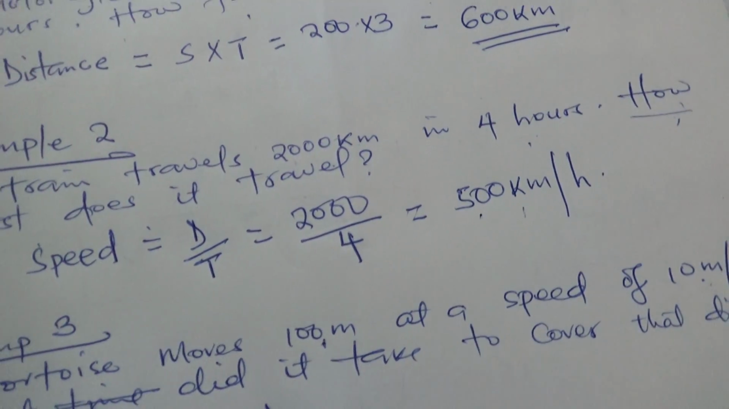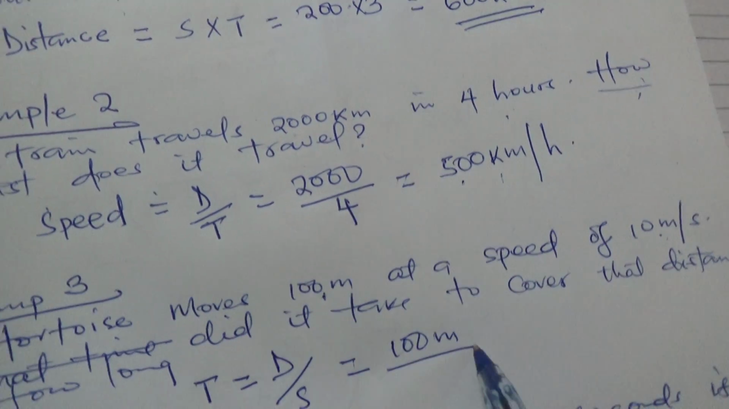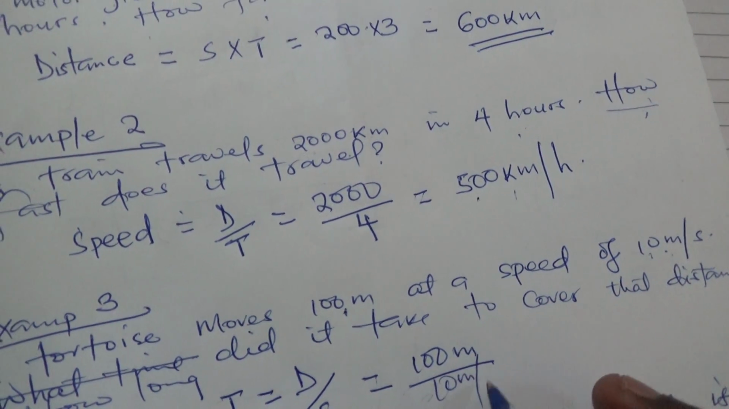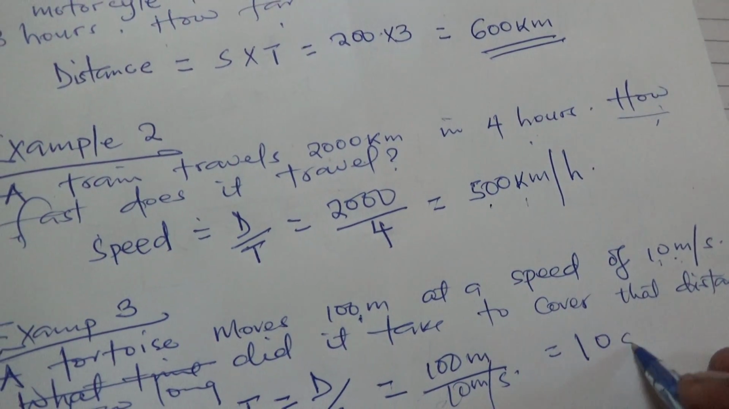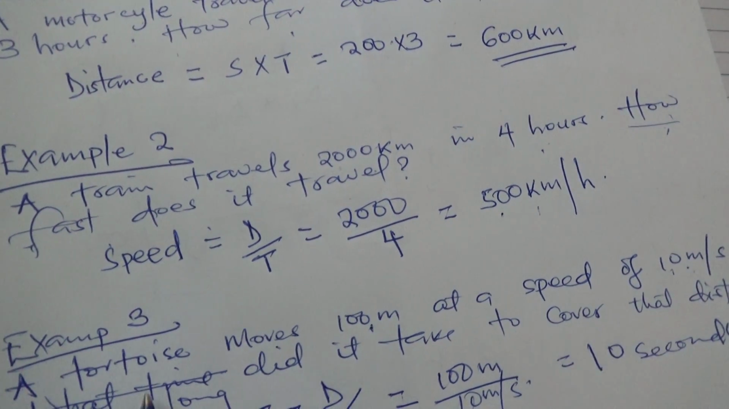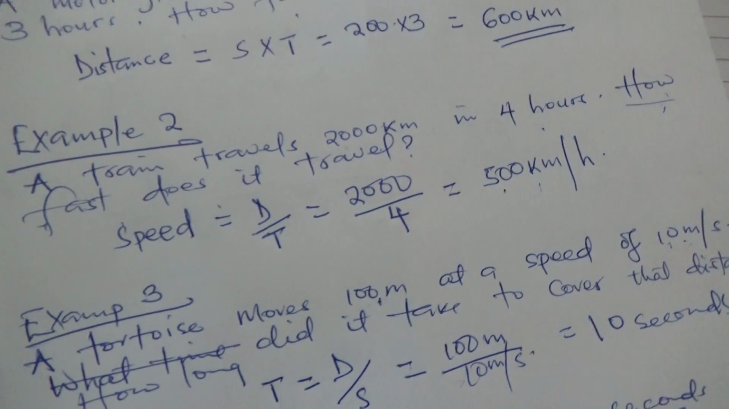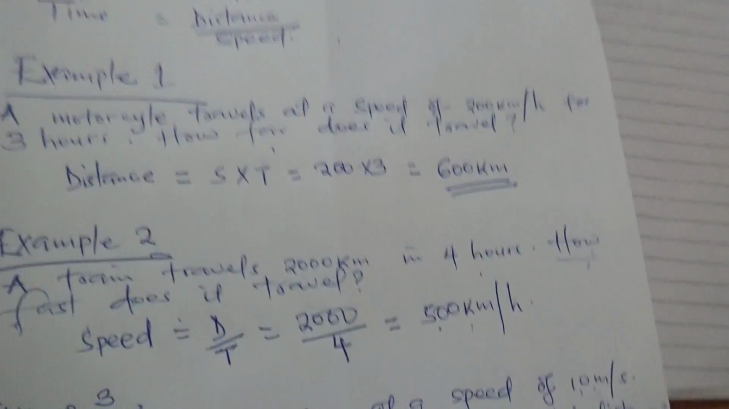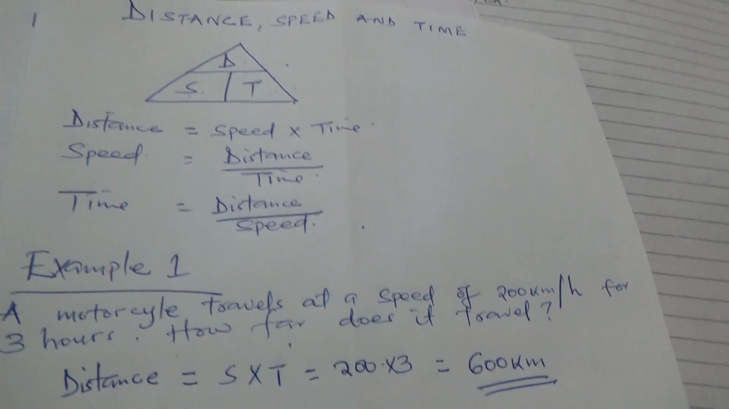And what is the distance? The distance is 100 meters. 100 meters you divide by the speed, which is 10 meters per second. And therefore, it is going to be 10 seconds. So it took 10 seconds for a tortoise to cover a distance of 100 meters when it is going at a speed of 10 meters per second. All right. So once you know the relationship between distance, speed, and time, then you don't have a problem.